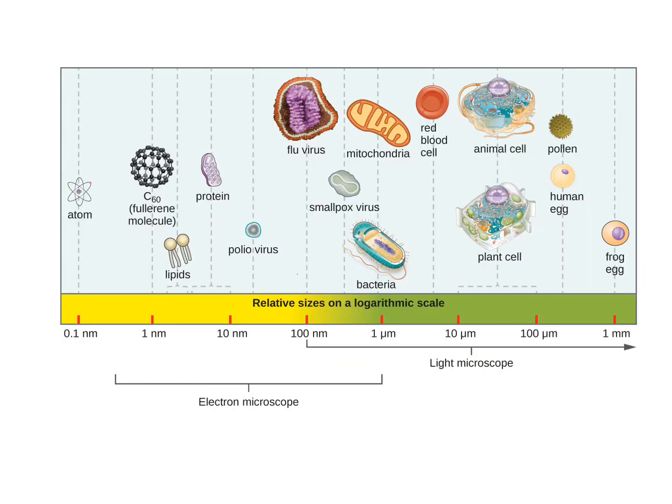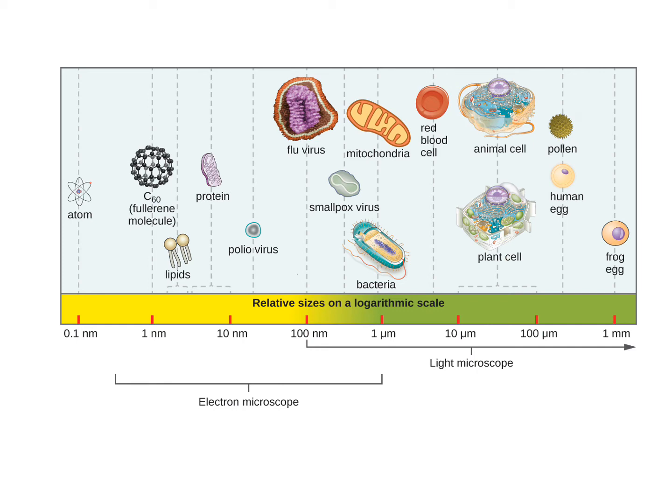This picture from your book is great because you can see the size range of things and what type of microscope you'd need to see them. You can see millimeters, a frog egg. I remember seeing a lot more frog eggs when I was a kid, but they're approximately a millimeter.